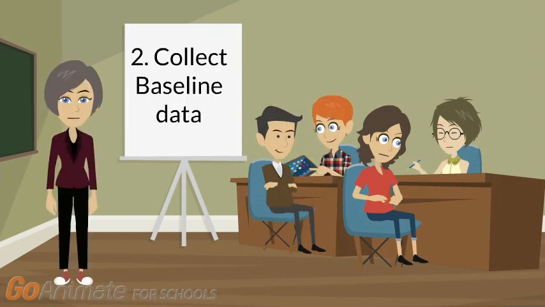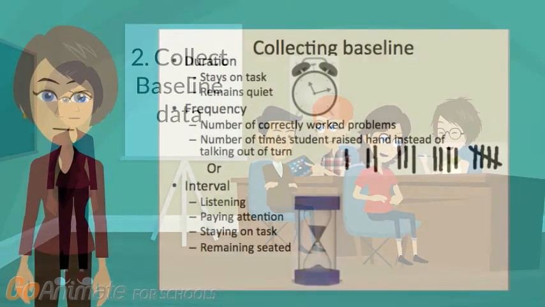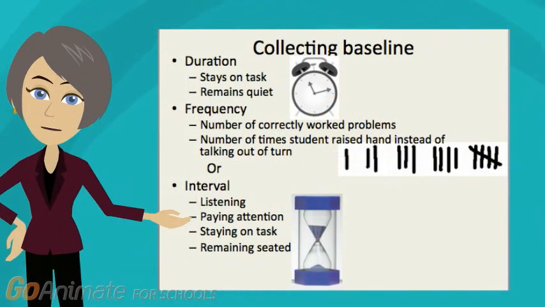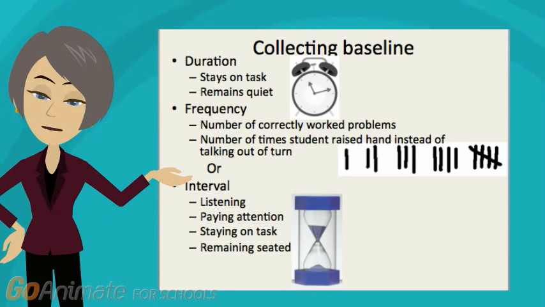The second step is to collect baseline data. Teachers can collect baseline data in many different ways. They can use duration recording for things like staying on task or remaining quiet, frequency recording for counting the number of correctly worked problems or the number of times a student raises her hand, or interval recording for things like listening, paying attention, staying on task, or remaining seated.